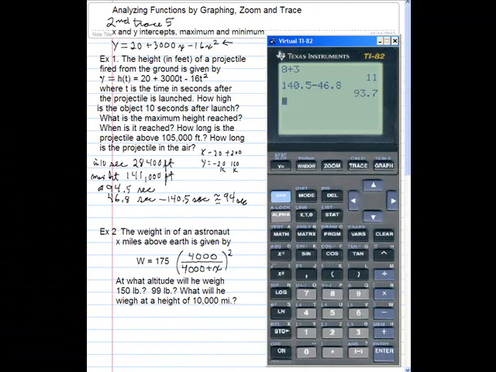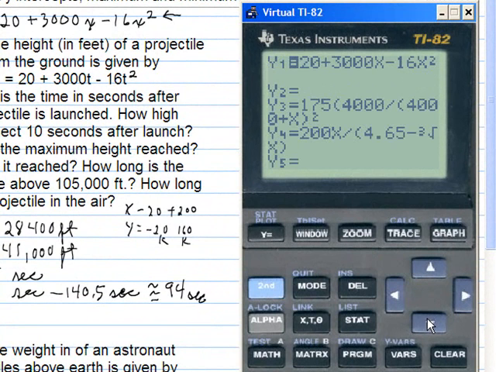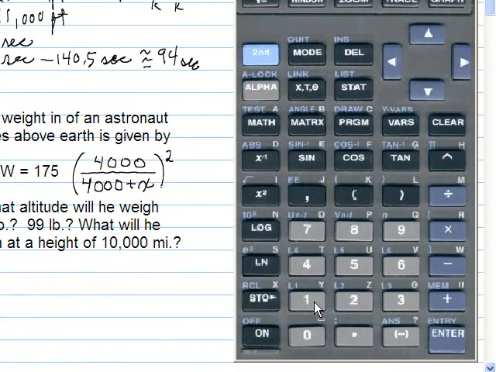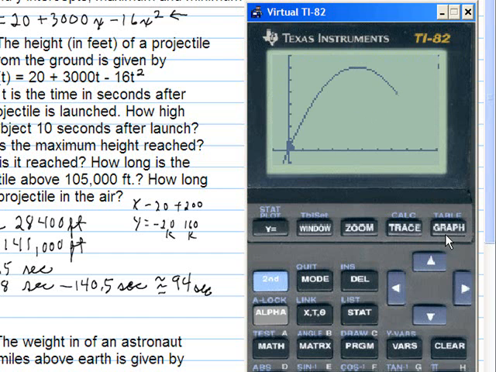So I want to know how long it was above 105,000 feet. So let me go back to my functions and set in a second function. Y equals, what do you know, 105,000. Now that's going to be a horizontal line cutting across the graph 105,000 feet high. So let's see how close our guessed answer was by getting a really exact answer. Notice that both the first two functions are highlighted, so they're both going to be graphed. So I hit graph. Here goes the original trajectory. Here's the line at 105,000 feet.